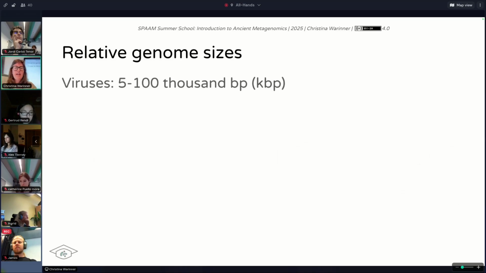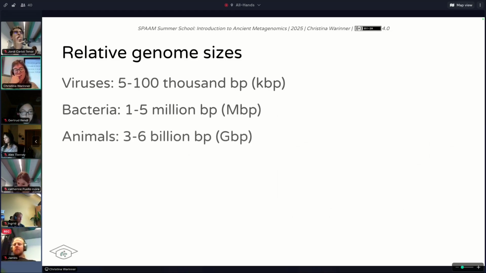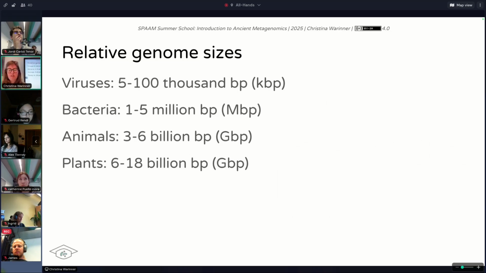So just to recap the genome sizes, viruses are typically between about 5 and 100,000 base pairs long. Bacteria can be up to 10 million, but 1 to 5 million is where most bacteria are going to fall, 3 million being the most common. Animals are typically around 3 to 6 billion bases long in terms of their genome. Plants are around 6 to 18 billion, but there are exceptions. Of course, biology always has exceptions.